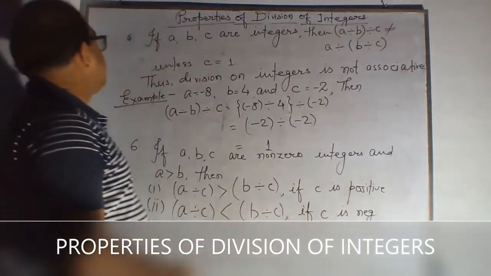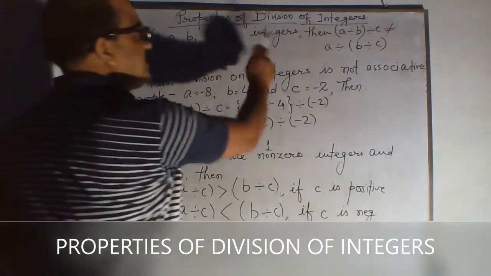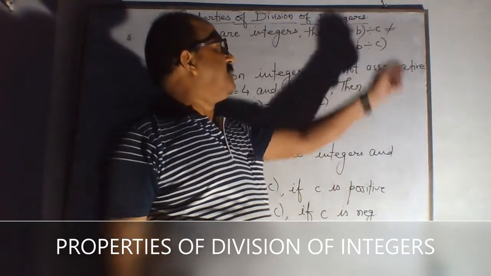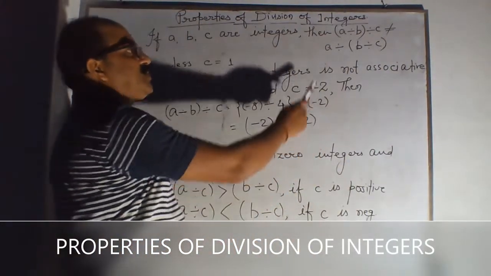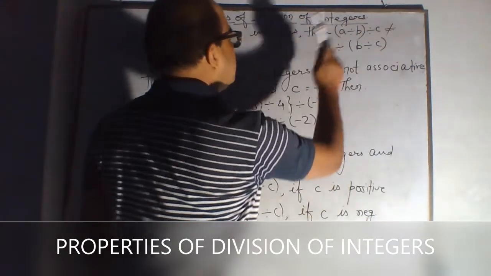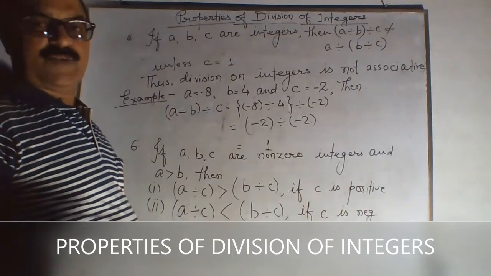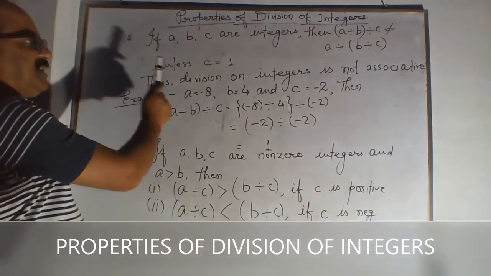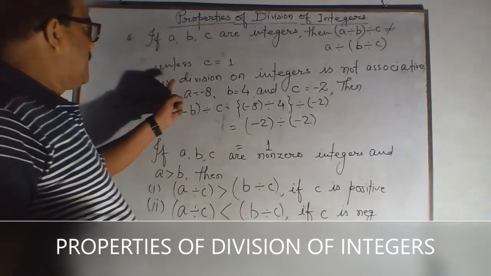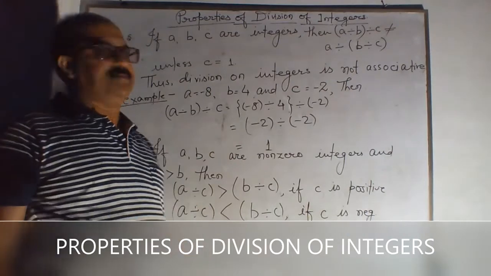Property number 5: if a, b, c are integers, then (a divided by b) divided by c is not equal to a divided by (b divided by c), unless c is equal to 0. Thus, division on integers is not associative. Listen, division on integers is not associative.